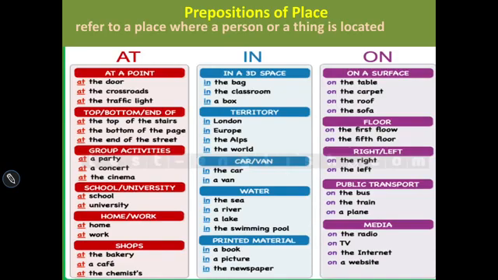Or where the thing is, on the first floor or on the 5th floor. To tell the directions about something, on the right direction, on the left. Next is public transport: how he rode on the bus, or on the train, or on a plane. To tell us about the media: I heard a news on the radio, or on TV, or on the internet, or on a website.